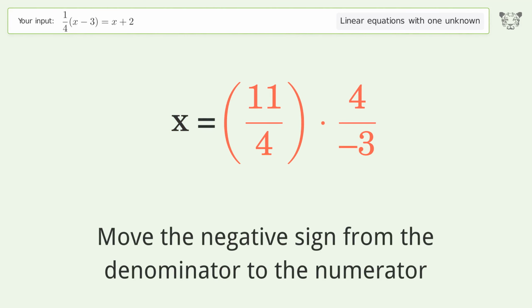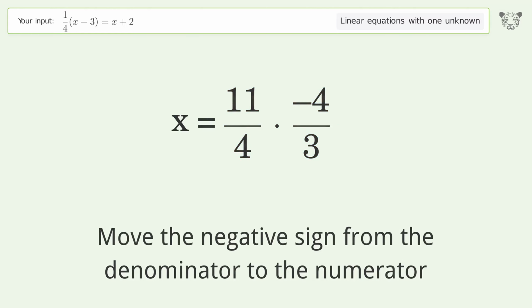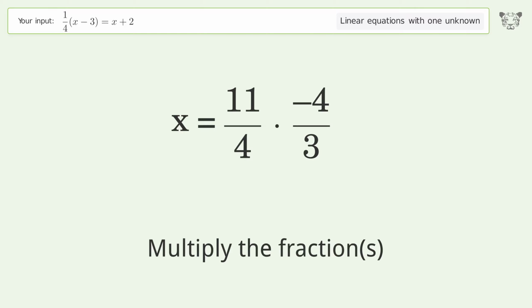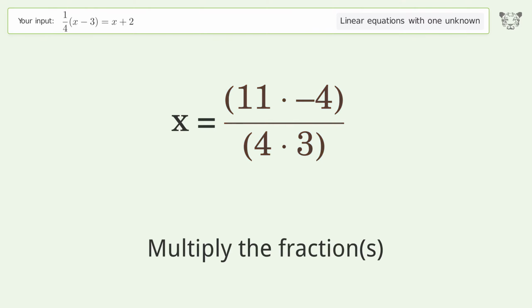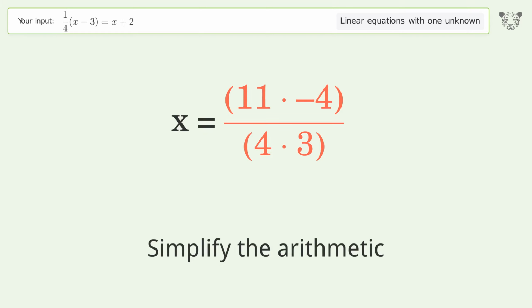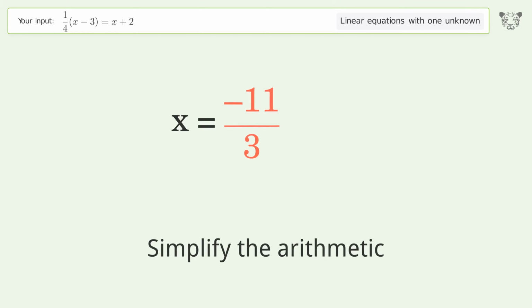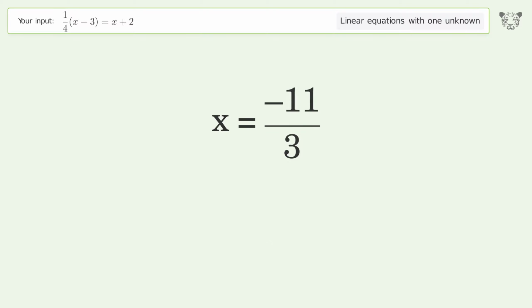Move the negative sign from the denominator to the numerator. Multiply the fractions. Simplify the arithmetic. And so the final result is x equals -11/3.